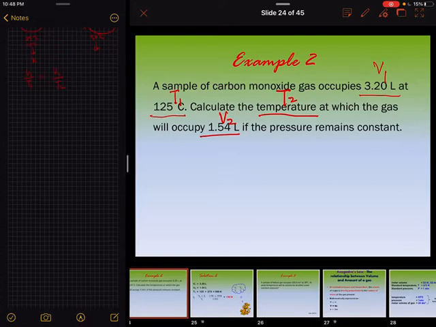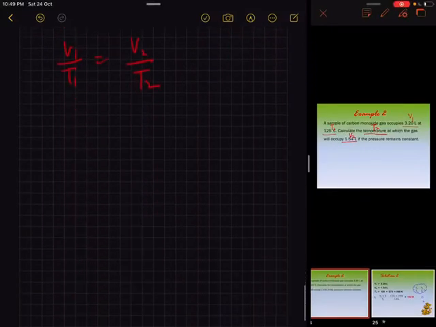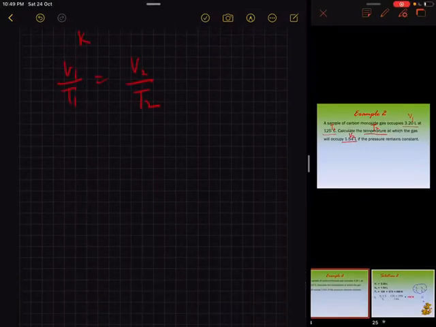Okay, so in this case, you put it into the formula. So, what was V1 earlier? V1 we have 3.20 liter over T1.